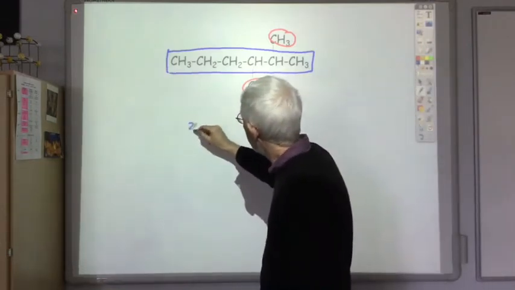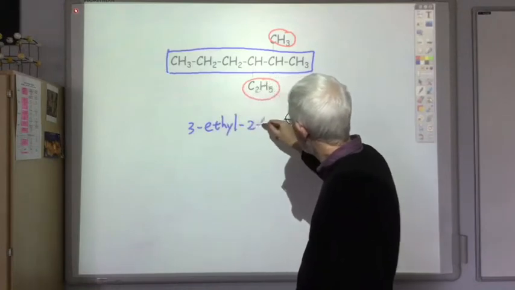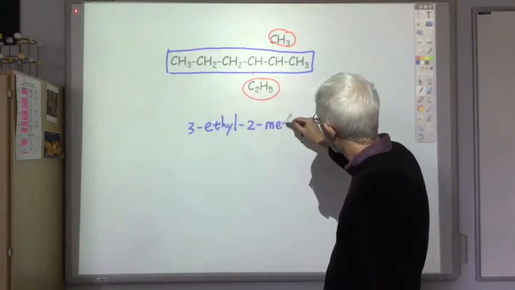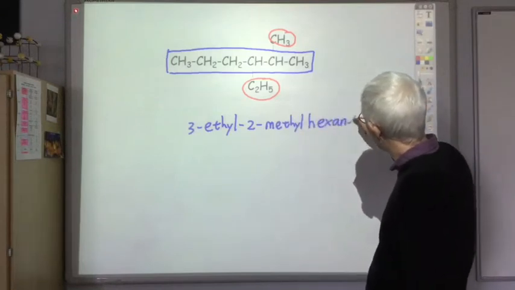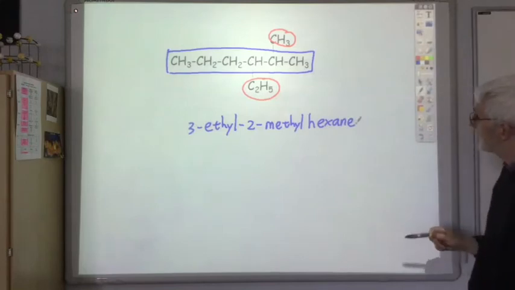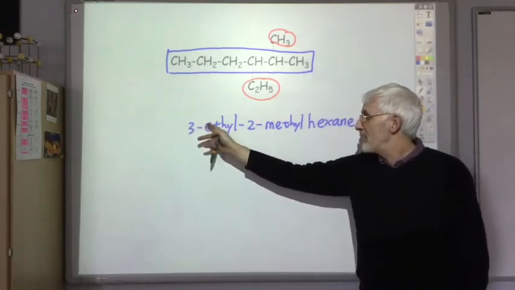So that would be 3-ethyl-2-methylhexane. Okay. And when you're writing it out, you put hyphens in between numbers and letters.